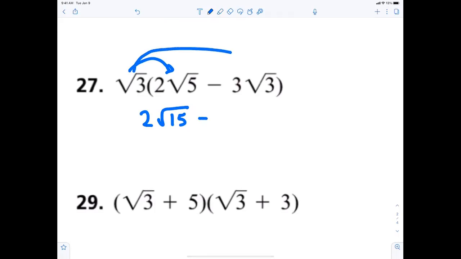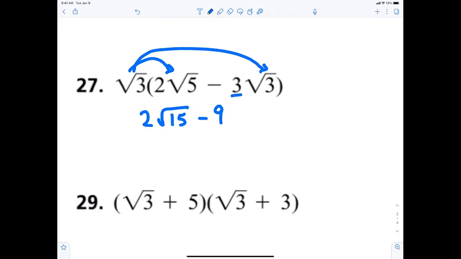What is square root of 3 times square root of 3? No. What is square root of 3 times square root of 3? 3. Everybody's telling me it's 3. Then there's another 3 here, so that makes it a 9.